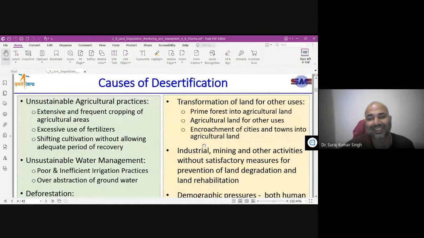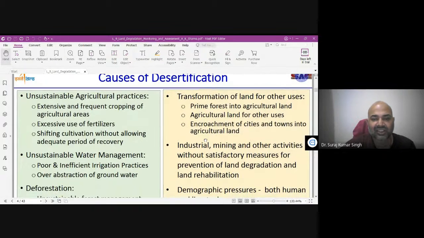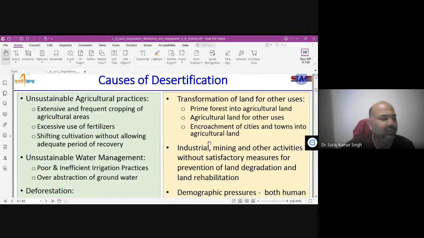So next, we have already seen the ill impacts of desertification. Now, what are the causes of desertification? One is unsuitable agriculture practices. It means whatever agriculture practices we are performing on land are unscientific. What are those? One is extensive and frequent cropping of agricultural land.